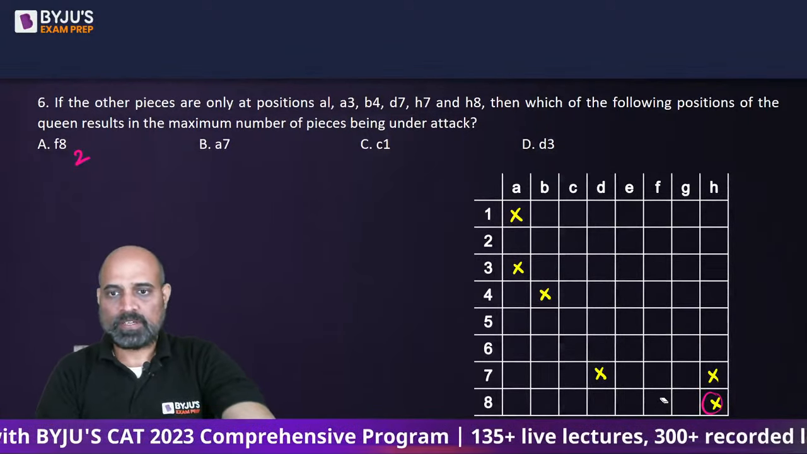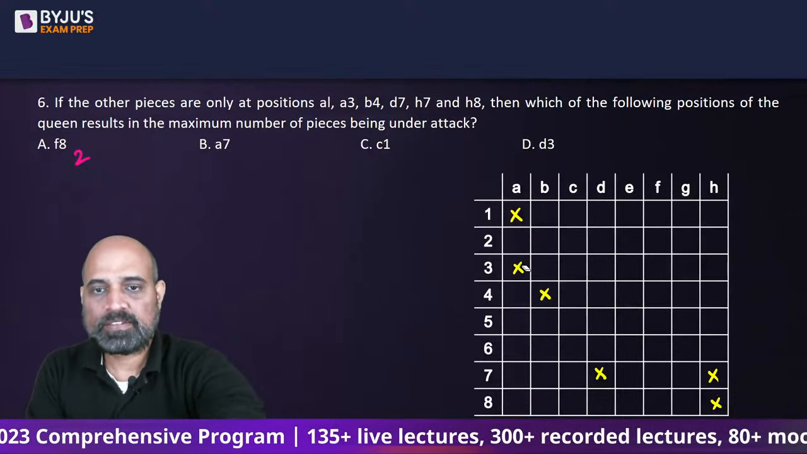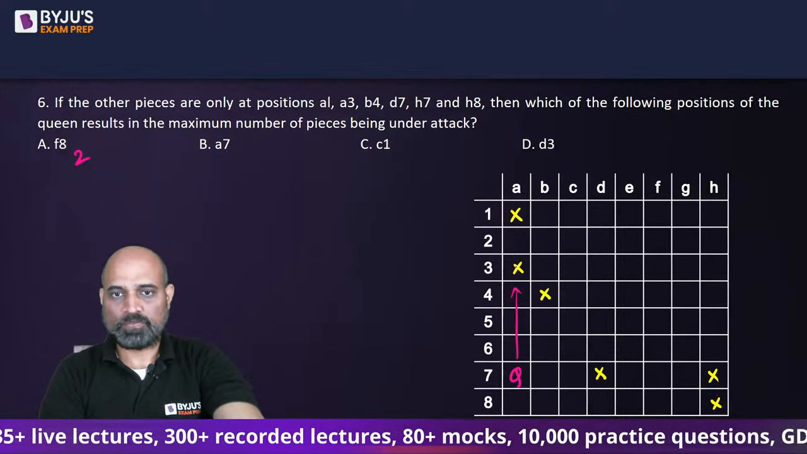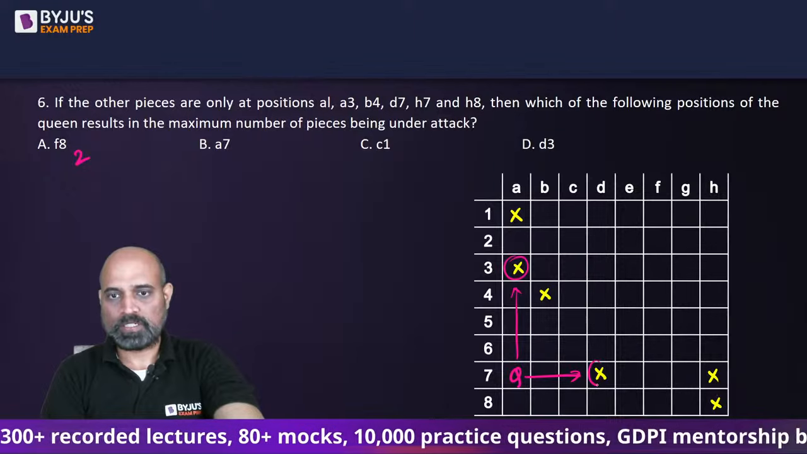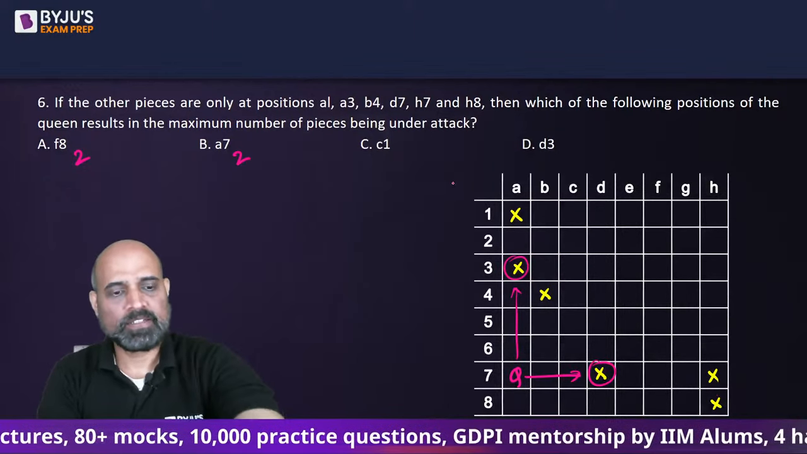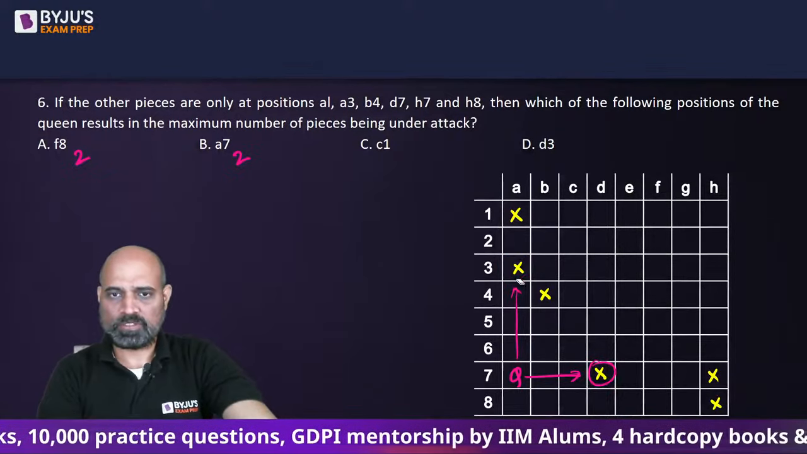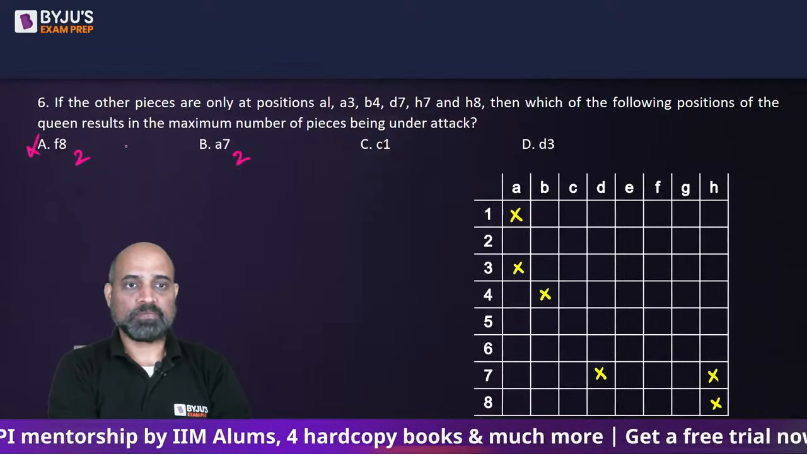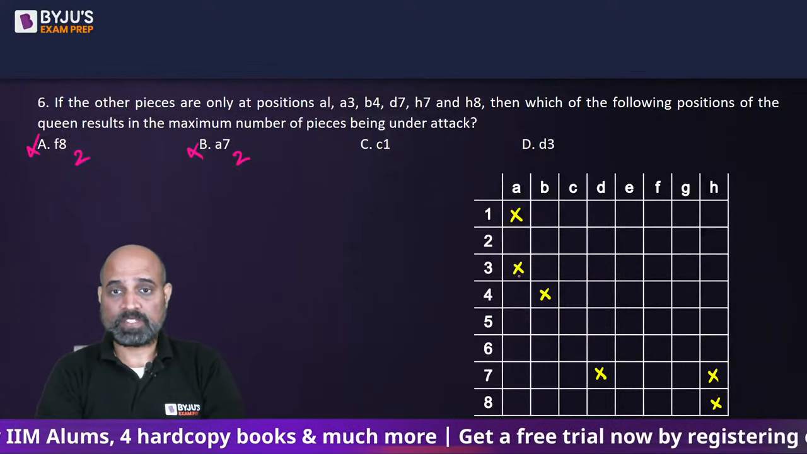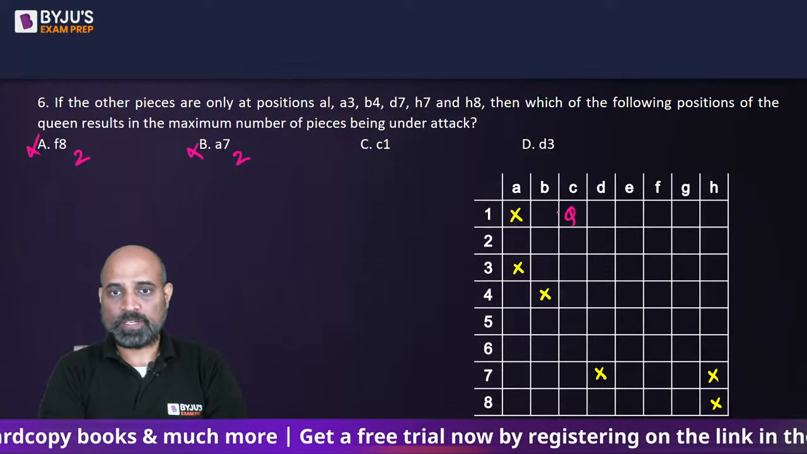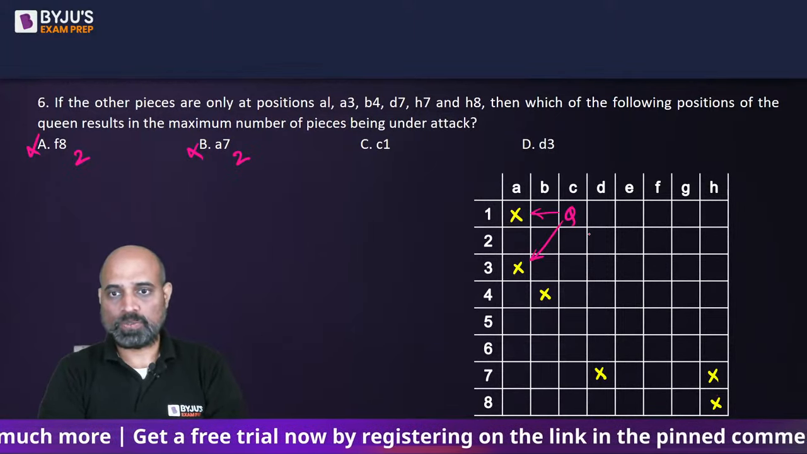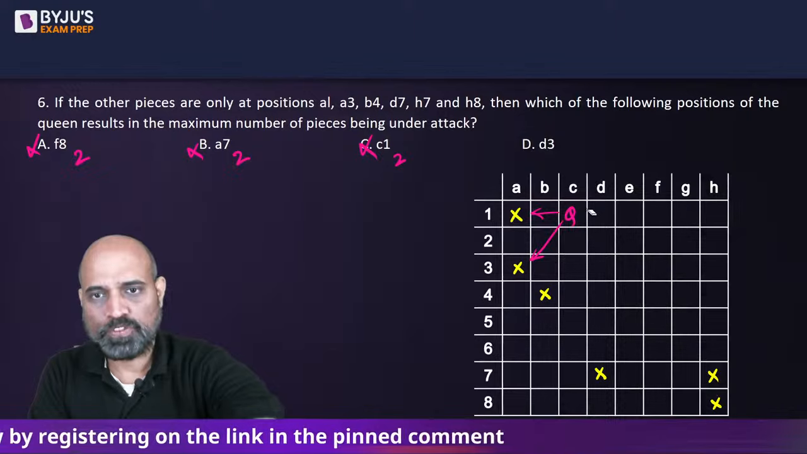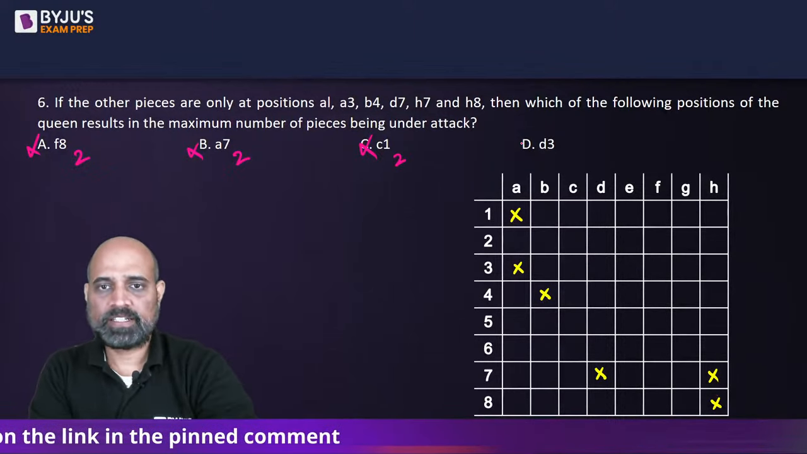Okay. Now if we take A7, this is where the queen is. There is going to be 1 piece under attack and 2 pieces under attack. So only 2 pieces under attack again. So definitely these two answers cannot be correct, because if the first option is the answer, how can the second be, since both have the same value. So obviously A and B are not the answers. C1. If this is where the queen is, this is 1, this is 2 and it just misses the other one. So again 2. So this is not the answer either. So obviously it has to be D3, right?